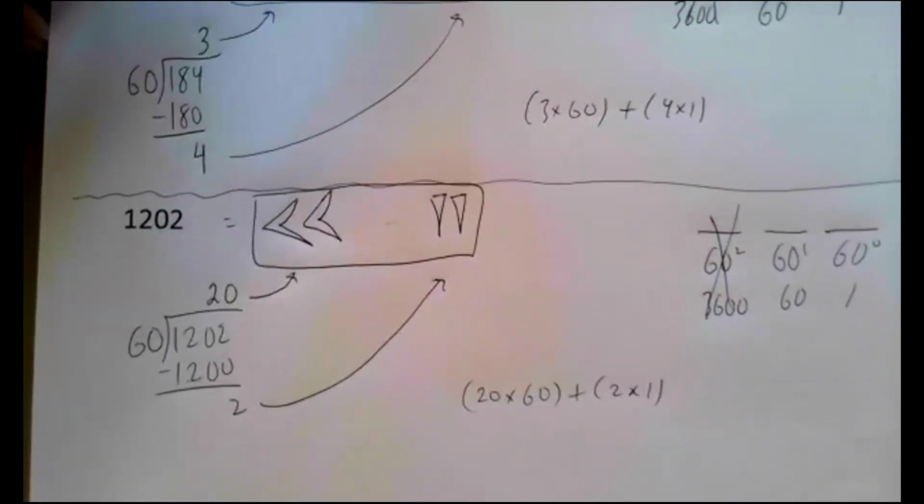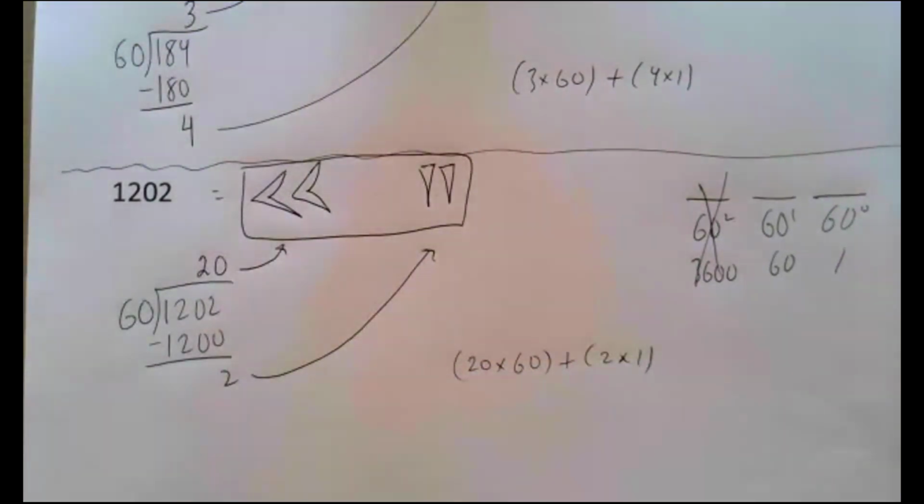So long division is necessary when you have a number 60 or more and you're trying to switch from Hindu Arabic into Babylonian. You're going to need to do long division for sure. All right, next example. 1711. That's a Hindu Arabic number. Let's switch that into the way the Babylonians would write that number.